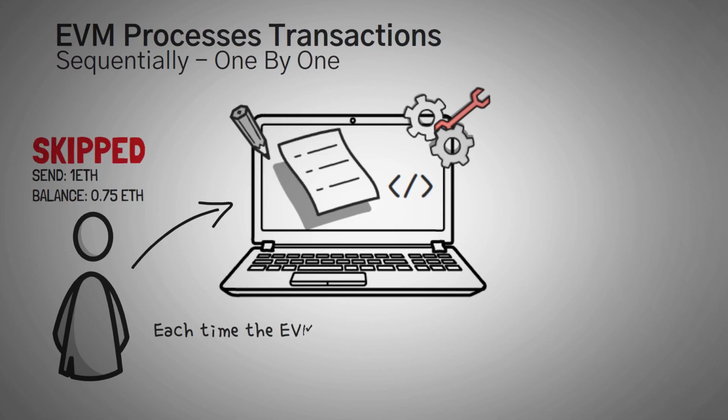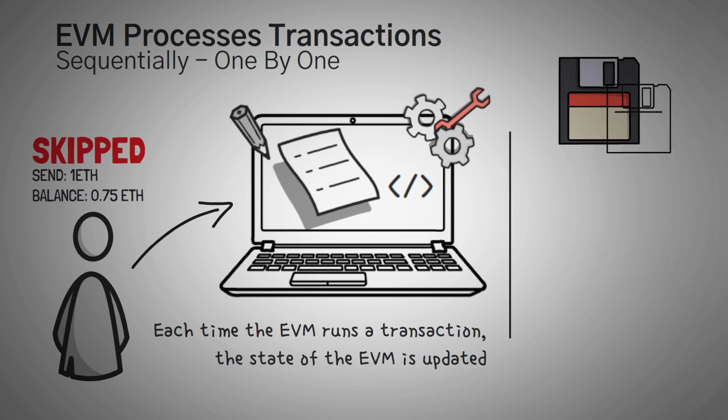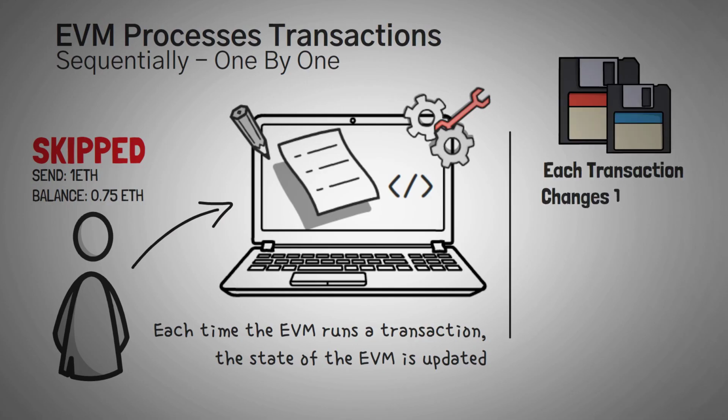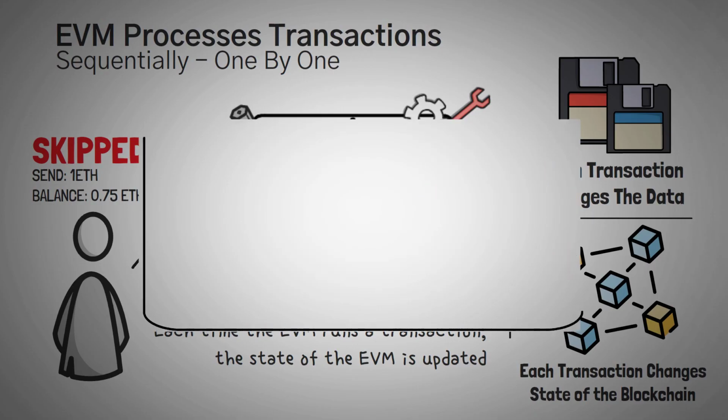Each time the EVM runs a transaction, we say that the state of the EVM is updated. Since the EVM is really just a collection of data, of information, each transaction that the EVM processes simply changes that data that is on the EVM. We call this collection of data a state. If one thing changes in the EVM, if just one number changes, then we say that the state of the EVM has changed. Each transaction changes the state of the blockchain, and if you wanted, you could make a copy of the blockchain and roll it back to any state in the past that you wanted to.